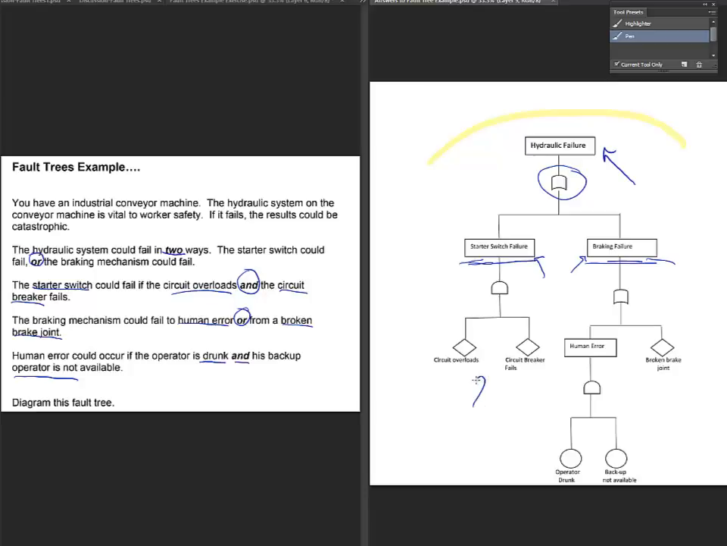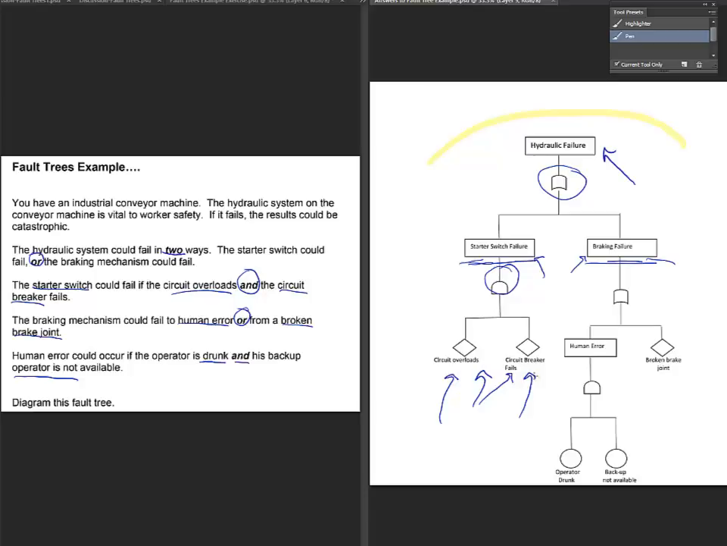Now these two events must both occur to result in failure. So the little gate that we have to describe the event here is an AND gate. So the circuit overloads and the circuit breaker fails. So down here we have these two little diamonds. Now at the end of a fault tree, you're probably going to have either diamonds or circles. Diamonds mean that you may want to look at this further and see, for example, why the circuit would overload or why the circuit breaker might fail. So use the diamond to say, well, I need to look at that later.